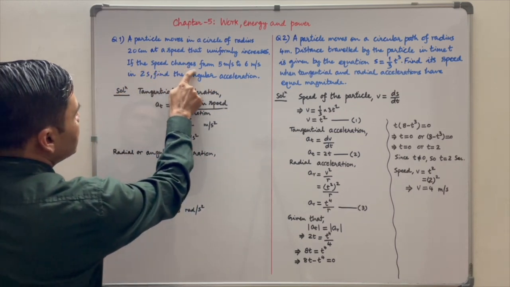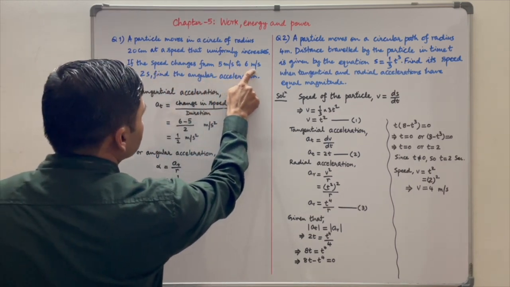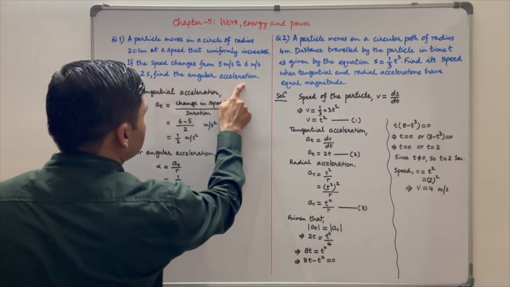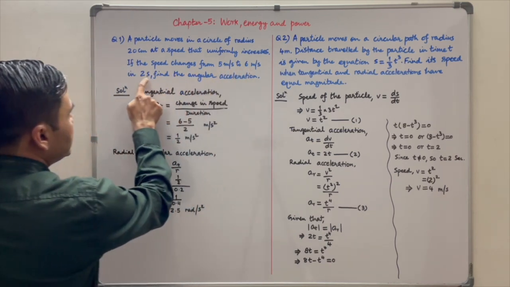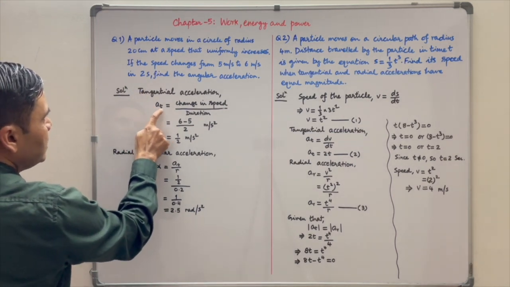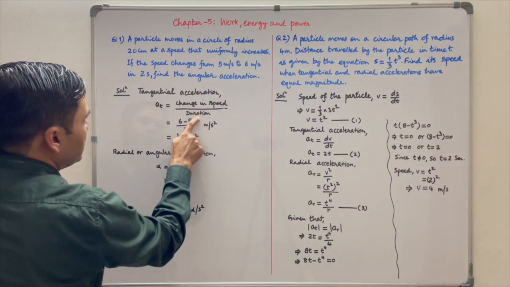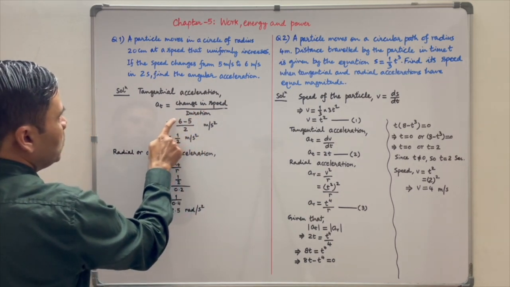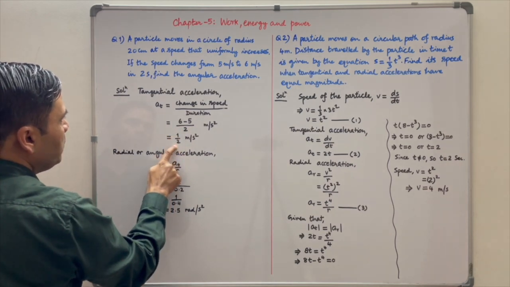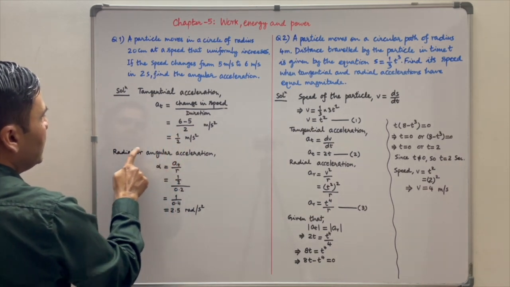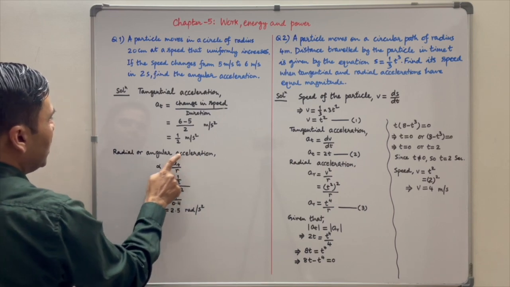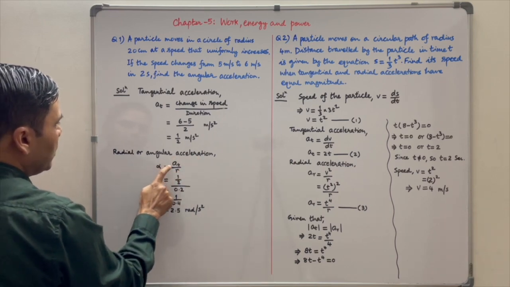If the speed changes from 5 meter per second to 6 meter per second in 2 seconds, find the angular acceleration. From the given information, we can calculate tangential acceleration at. At is equal to change in speed upon duration. So that will be equal to (6 minus 5) upon 2, and that is 1 by 2 meter per second square. Radial or angular acceleration alpha is calculated by the formula alpha is equal to at upon r.